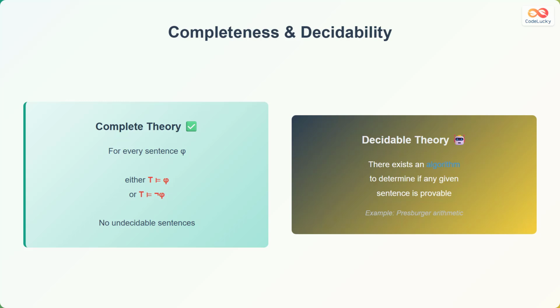A complete theory is one that leaves no statement undecided. For every sentence phi, either T satisfies phi or T satisfies not phi. There are no undecidable sentences. A decidable theory is one for which there exists an algorithm to determine if any given sentence is provable. Presburger arithmetic is an example of a decidable theory.